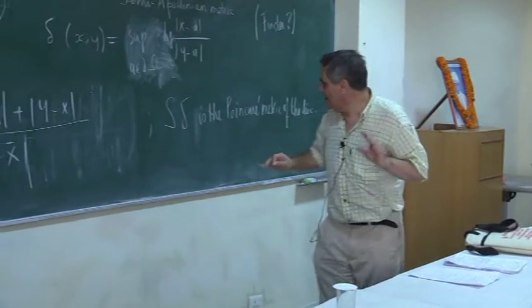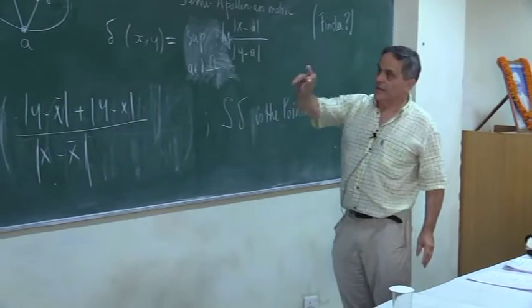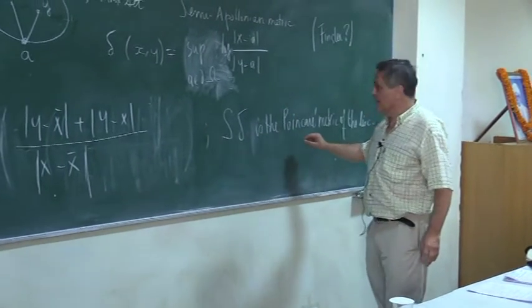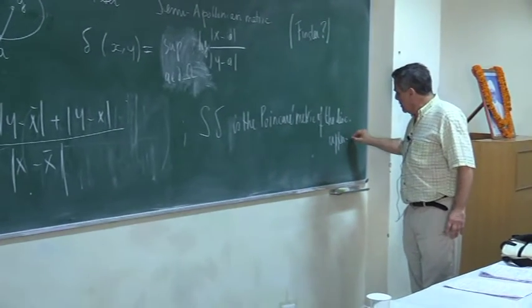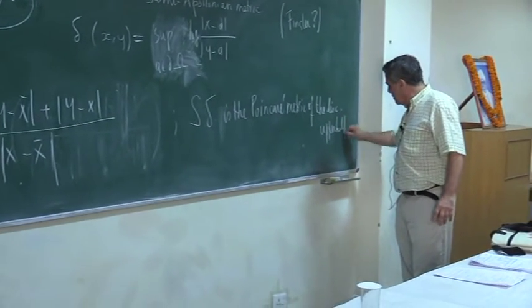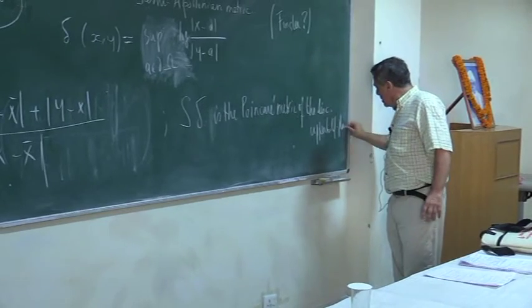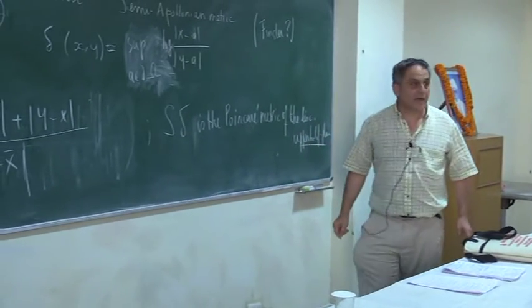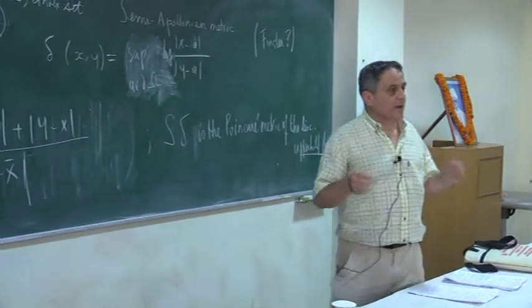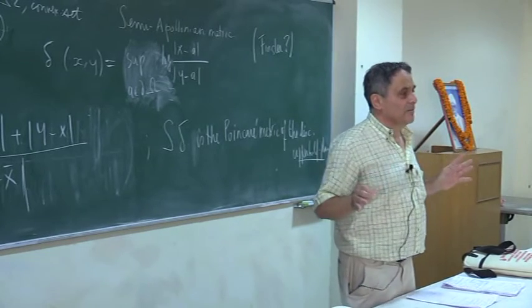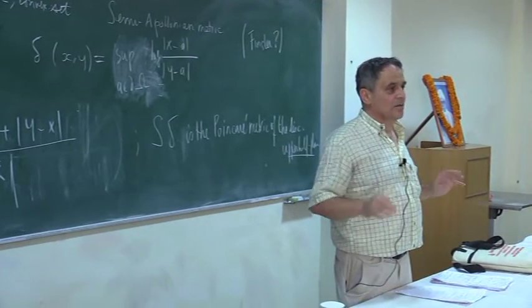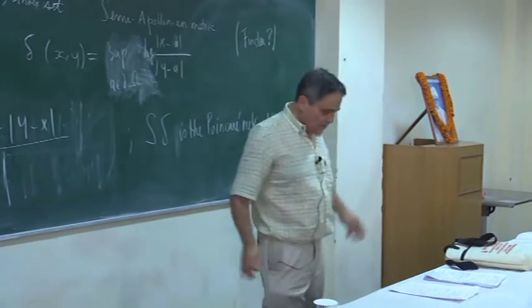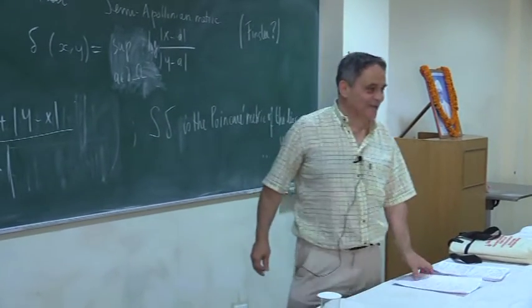The important thing is that S delta in this case of the upper half plane gives you the Poincaré metric. This is the statement. I don't want to correct the formulas. I hate formulas.